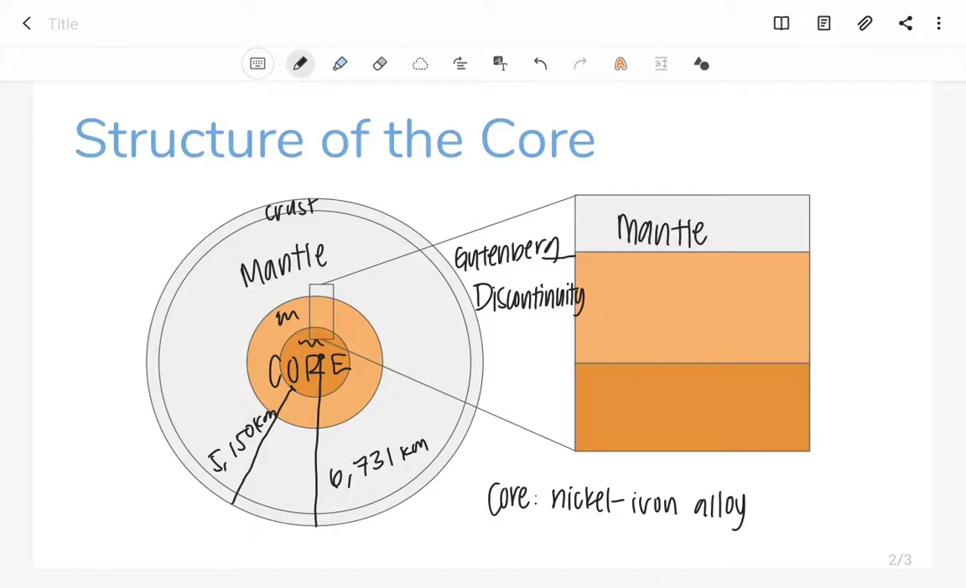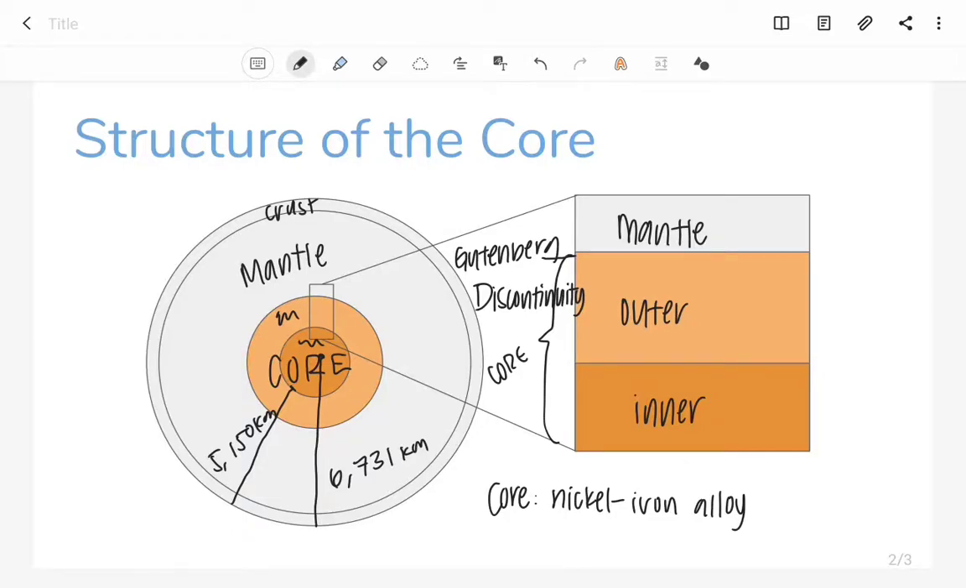Now let's go into the differences between the outer core and the inner core. Because all of this, of course, is the core. And both of them are composed of nickel and iron.